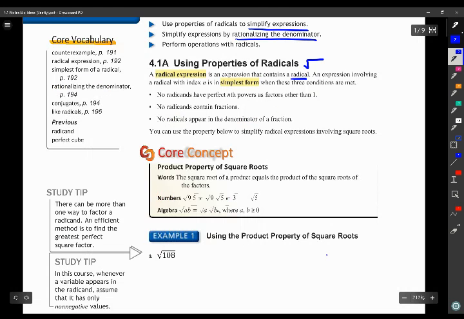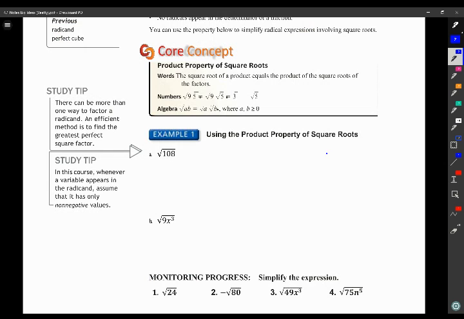And so they talk about how you can simplify. It says the square root of a product equals the product of the square roots. So hopefully your paper looks a little bit better than this. But the main idea here is, if you had numbers, I'm just going to kind of do that out because that's kind of weird looking.